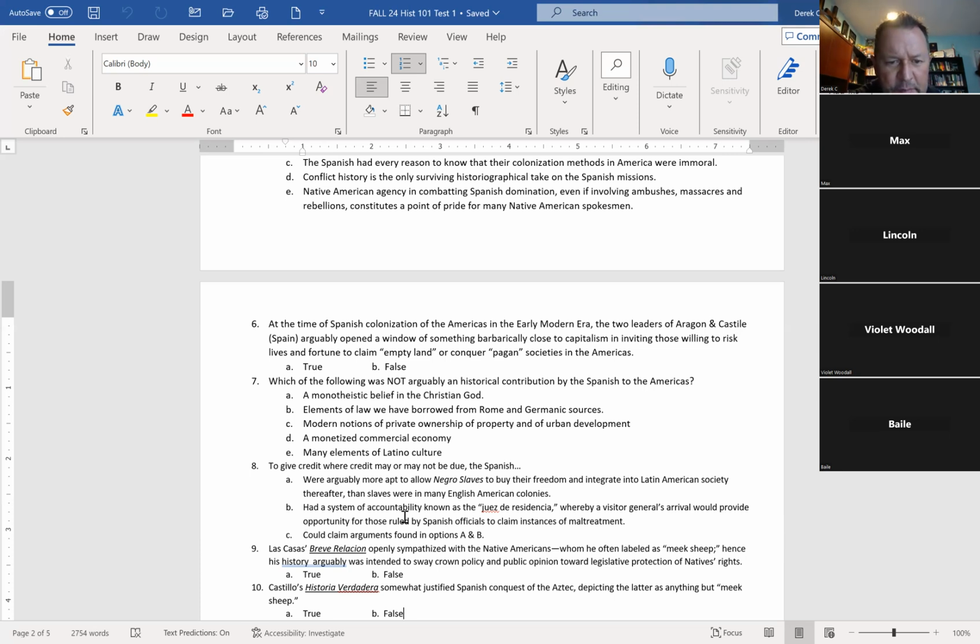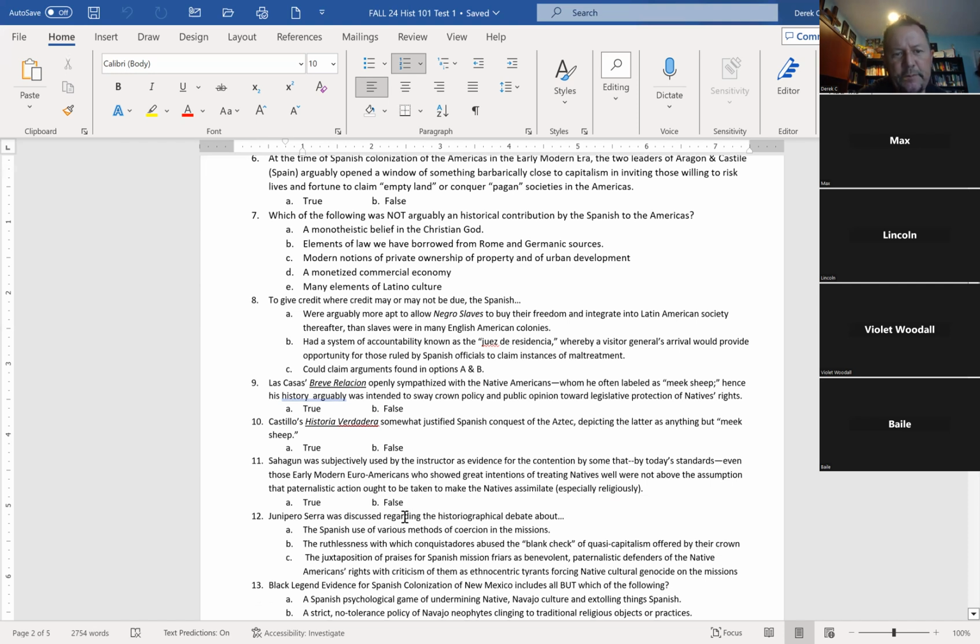Okay, let's see here. A contribution to the Spanish, a monotheistic belief in the Christian God, yes. Elements of law from Rome and Germanic sources, yes. Modern notions of private property, of proprietorship, and city development, yes. A monetized commercial economy, no. The natives had that. Many elements of Latino culture, yes. So the monetized commercial economy is the one that's not true.